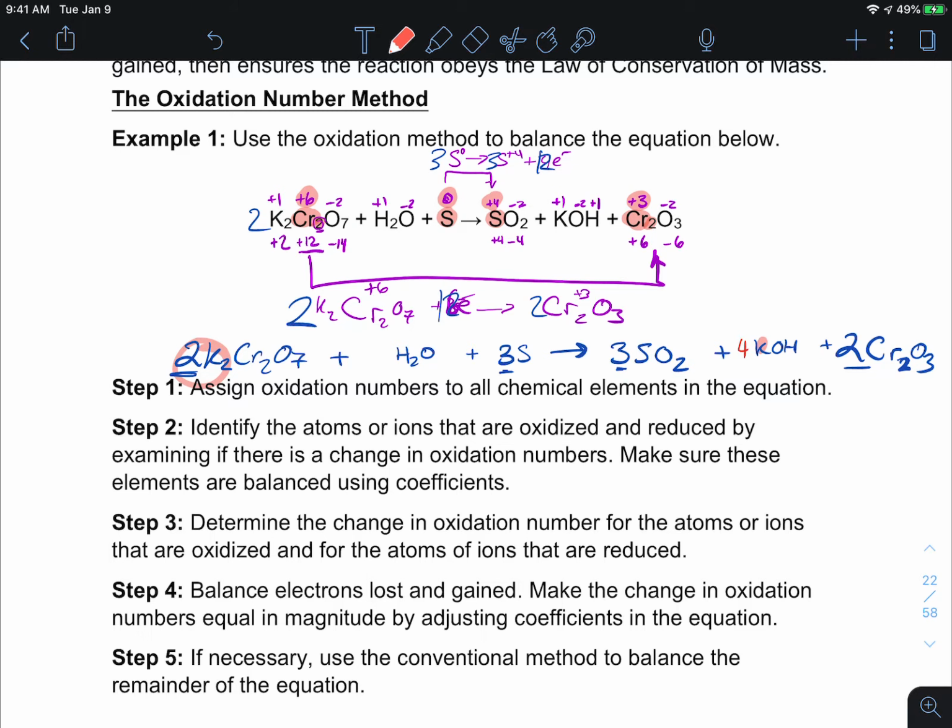Okay, 4 potassiums. That gives me 4 hydrogens here. But I've only got 2 hydrogens over here, so I'm going to put a 2 there for hydrogen. And now I'm going to count up the oxygen and hope I worked everything out.